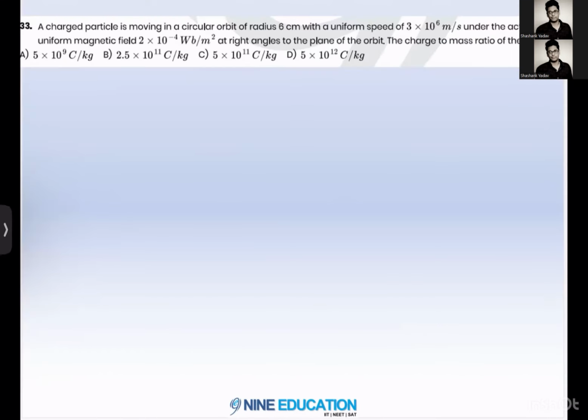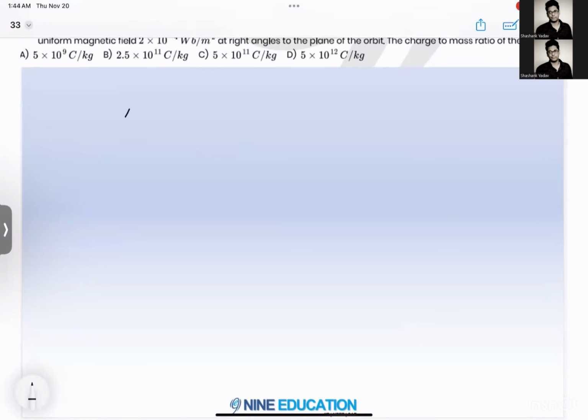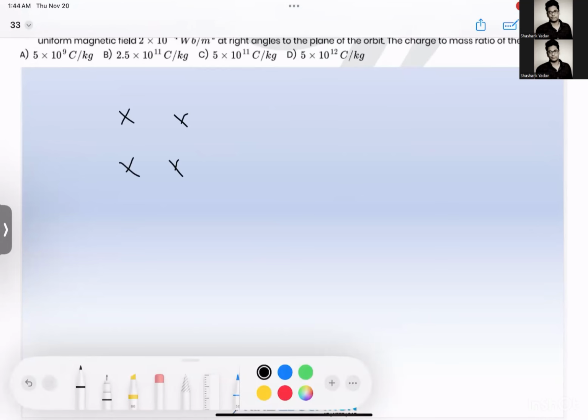So here is the next question. A charged particle is moving in a circular orbit of radius 6 centimeter with a uniform speed of 3 into 10 power 6 meters per second under action of uniform magnetic field. So this means that there is a uniform magnetic field, let's say, into the plane, and a charge is moving in a circular loop in this uniform magnetic field.